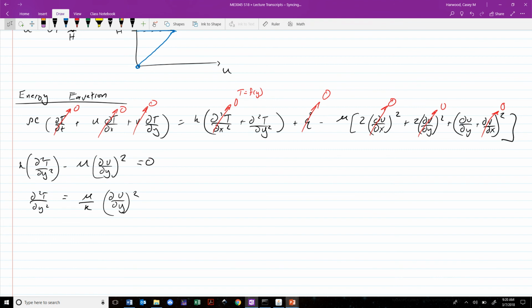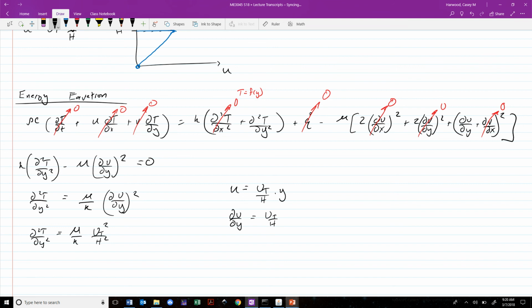du/dy. We know this from the previous solution, the one for the velocity. If u is equal to ut over h times y, then du/dy is just equal to ut over h. So if we plug that in, we end up with d squared T dy squared is equal to mu over k times ut squared over h squared.